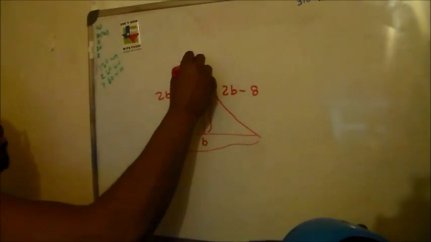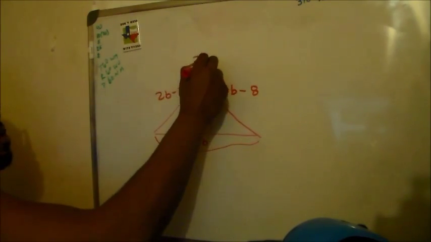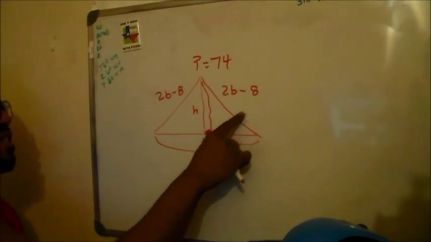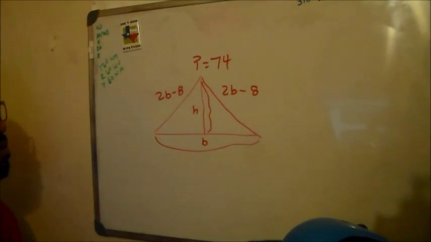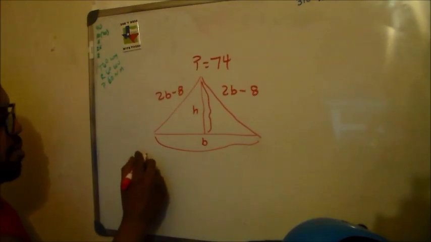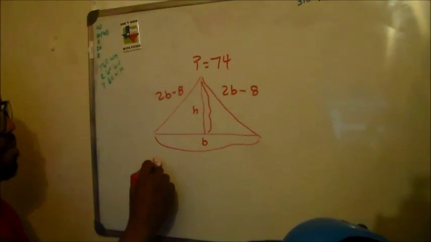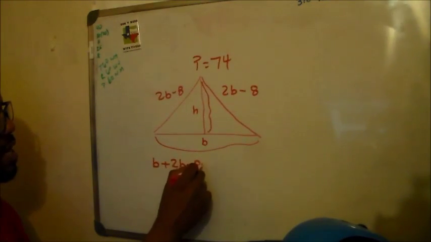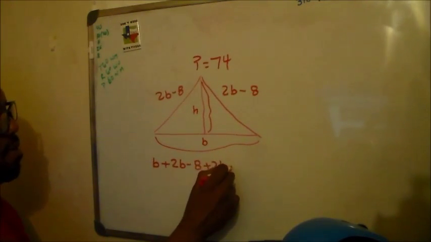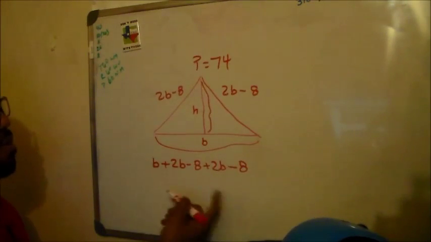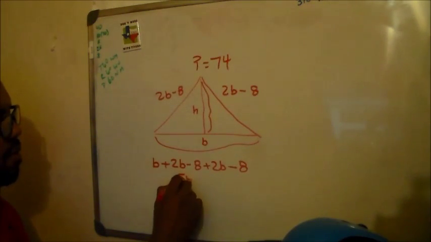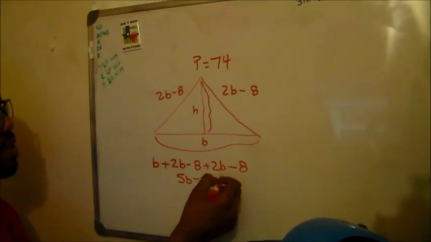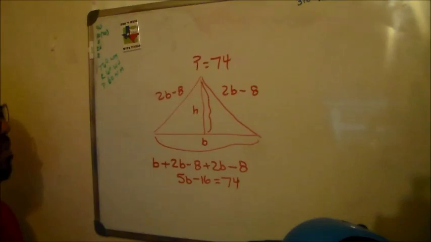And they say that the perimeter is equal to 74. So if we add this, this, and this, it should equal 74. Let's take a look. If we take b plus 2b minus 8 plus 2b minus 8, we're going to combine like terms. We're going to get 5b minus 16. It equals the perimeter, which is 74.